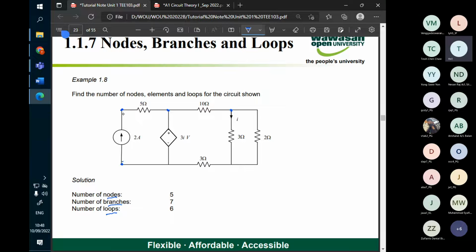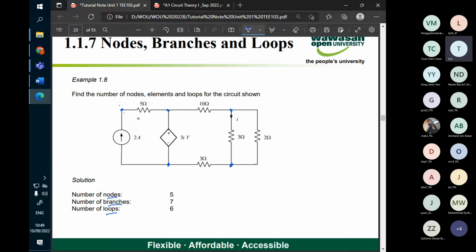So we have 1, 2, 3, 4, 5. These are the same as well. There's nothing here, this is just a wire. So this is one node here. 1, 2, 3, 4, 5, 6. Wait, sorry. These two are the same, so this is a wire. There's a wire here, so this is considered only one node. 1, 2, 3, 4, 5. So a total of 5 nodes.